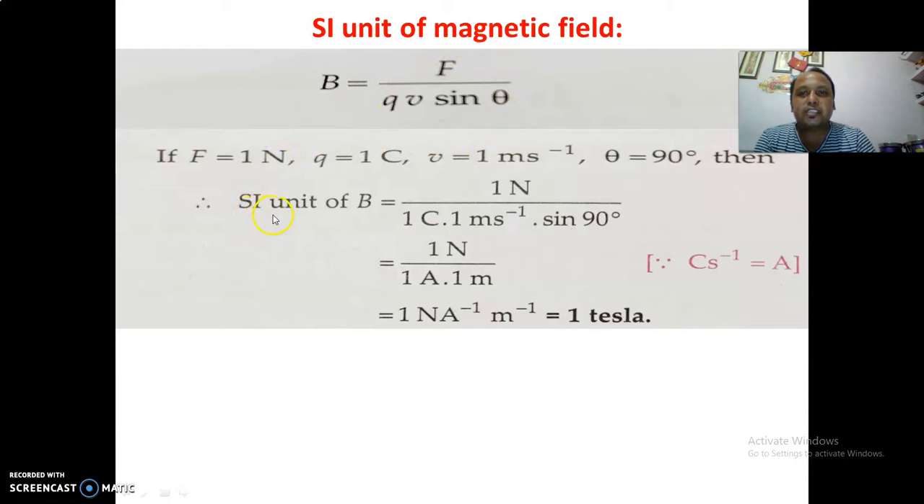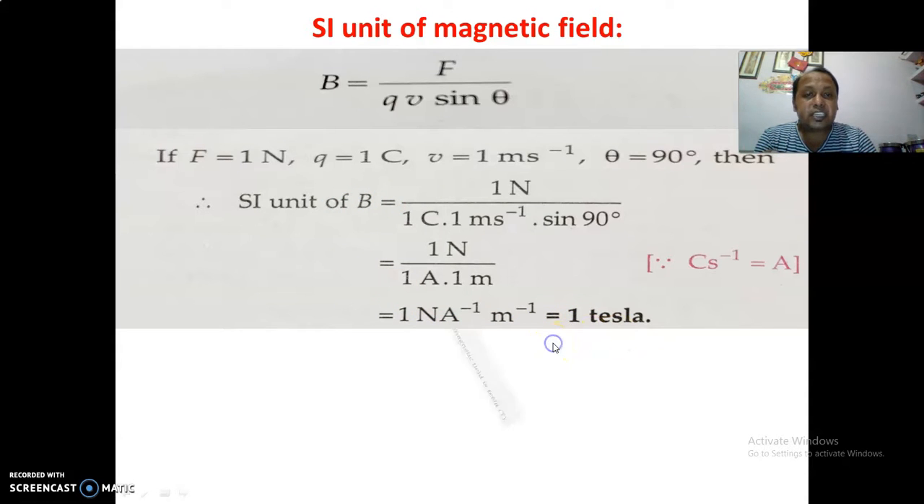The value will be represented in SI unit because all the terms are in SI unit. So you can see the SI unit of magnetic field will be force 1 Newton, charge 1 coulomb, velocity 1 meter per second, and theta 90, so sin 90. All the values we have written here. Coulomb per second is ampere, so we have written ampere for coulomb per second, and meter remains as it is. Sin 90 is 1 and 1 Newton remains the same. So finally we have 1 Newton per ampere per meter, and Newton per ampere per meter is known as Tesla. So the SI unit of magnetic field is Newton per ampere per meter, which is also written as Tesla.